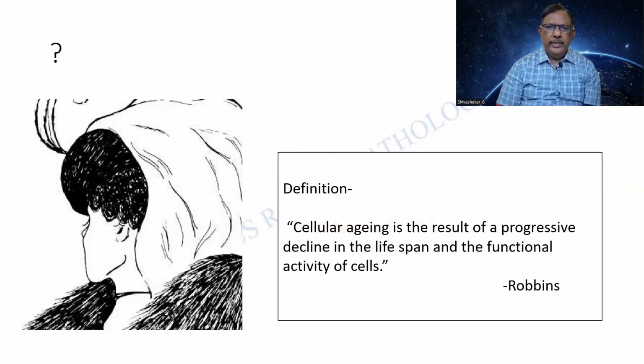Definitions are definitions. No new words, please. Cellular aging is the result of a progressive decline in the lifespan and the functional activity of the cells. So, I would like to stress on the word cells. This is a definition from Robbins.